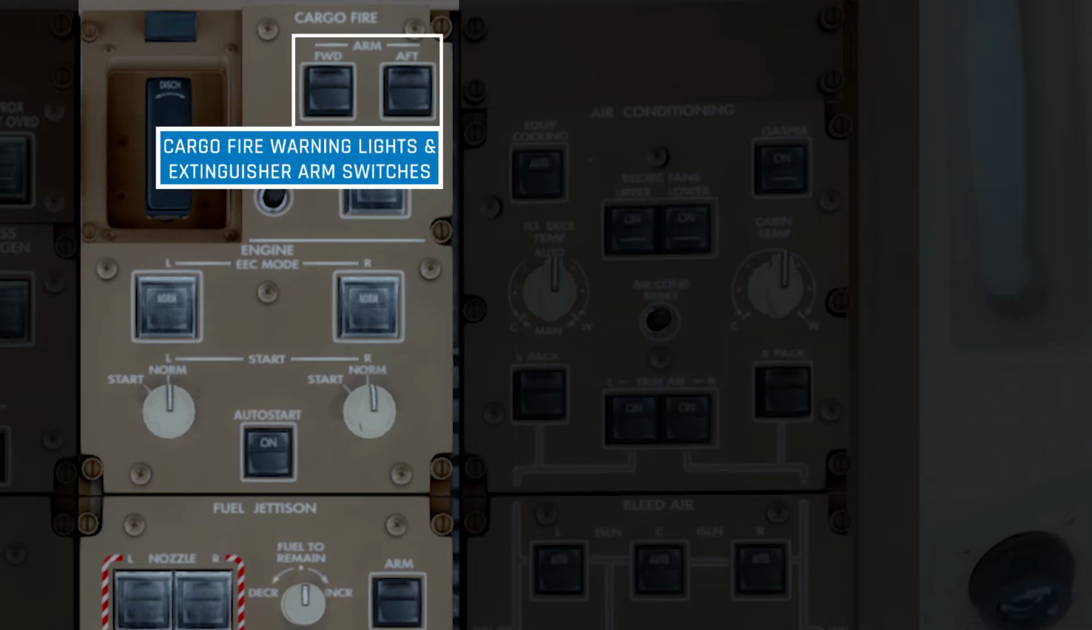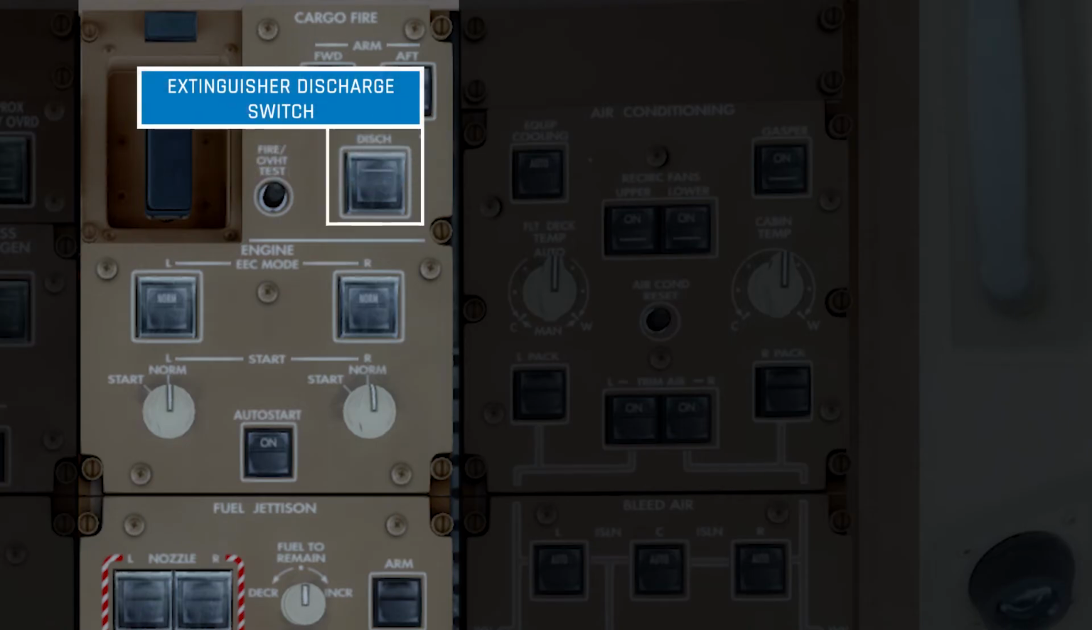On the right are 2 switches. These will indicate if a fire has been detected in either the forward or aft cargo sections of the aircraft. You can then press the switch to arm the fire extinguisher for that particular cargo area. The last switch is the discharge switch. This allows you to activate the fire extinguisher for the armed cargo section.